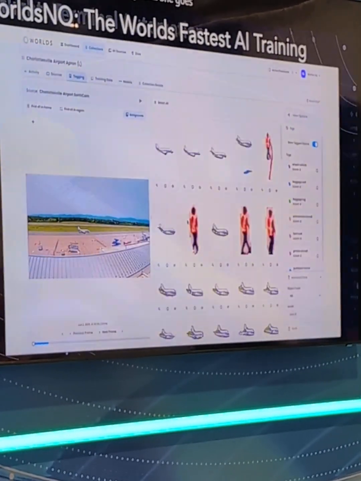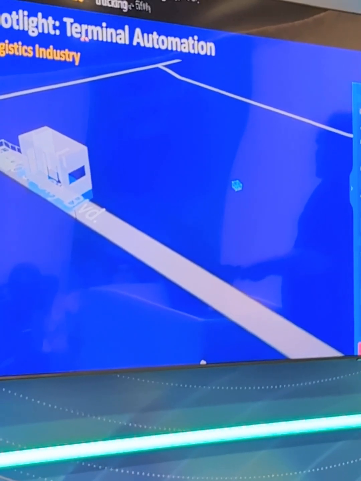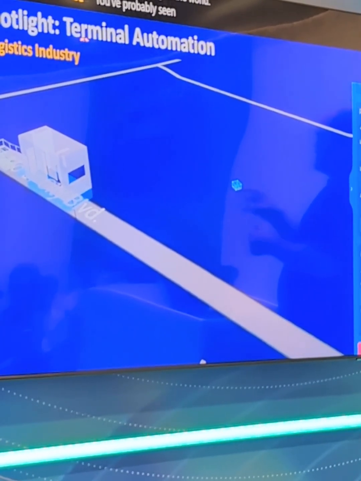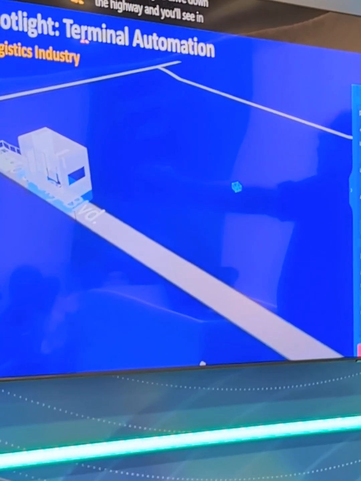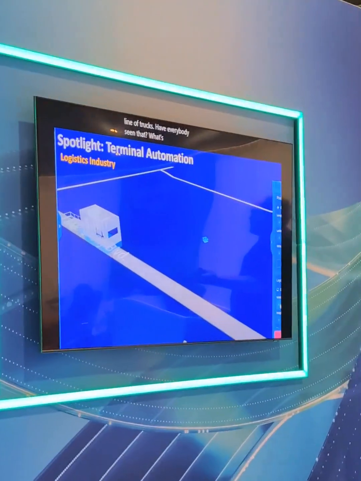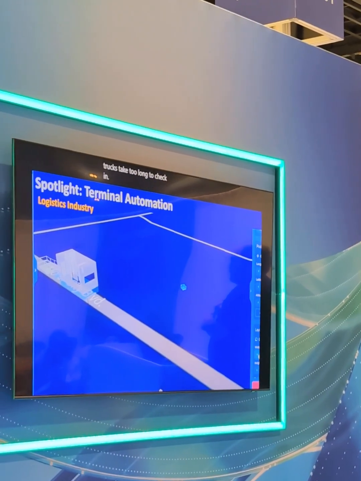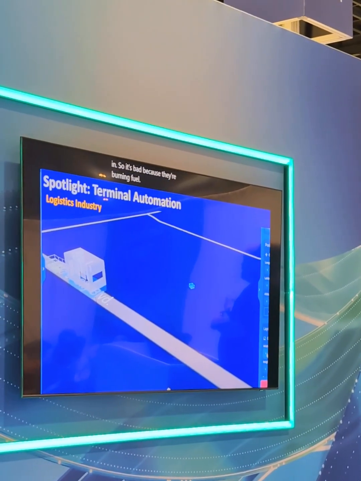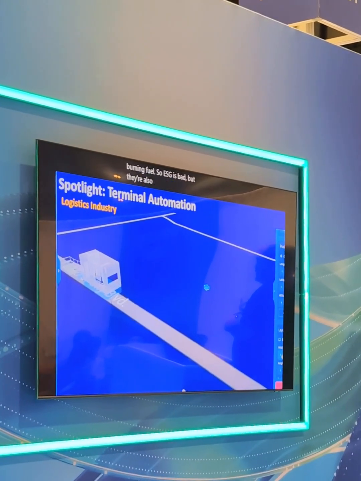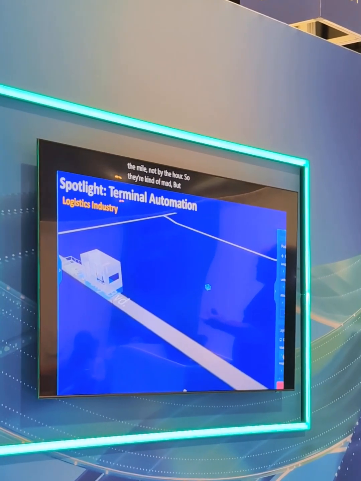So some of the ways we're doing it in the market, this is the 5th largest trucking company in the world. You've probably seen this problem. If you drive down the highway, you'll see on the service road there's a long line of trucks. Have you ever seen that? What's happening is it's a terminal location and the trucks take too long to check in. It's bad because they're burning fuel, so ESG is bad, but also drivers are paid by the mile, not by the hour, so they're kind of mad. What happens is it's taking about 5 to 7 minutes a truck to check them in.